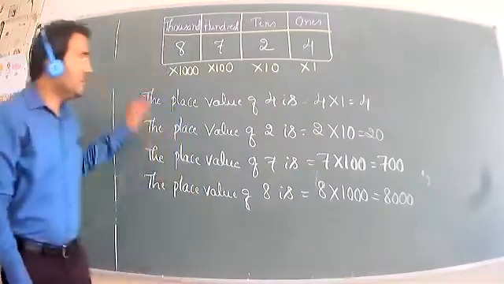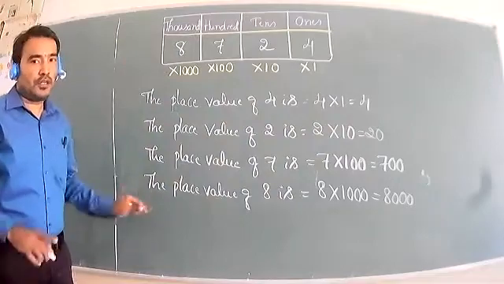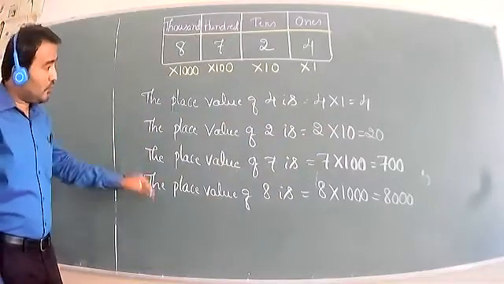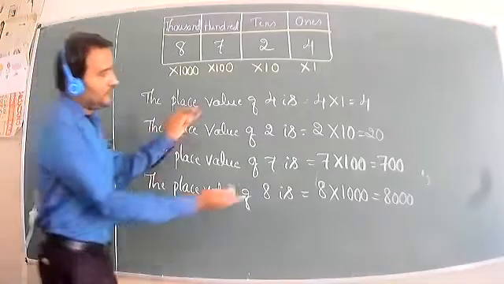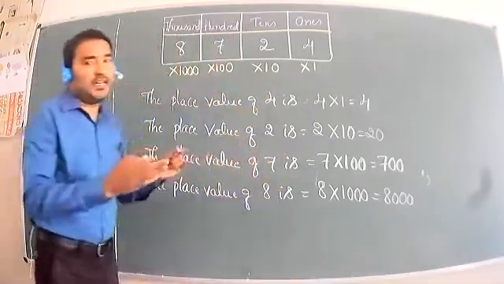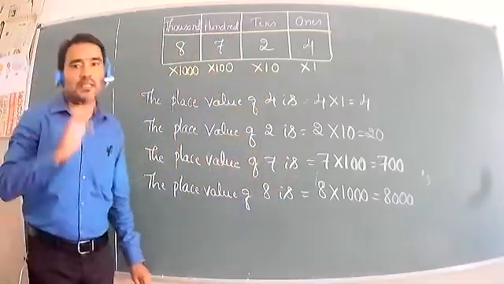Okay. Now this is the concept. Today we covered face value and place value. So how do we write the expanded form? We write these place values in one order using the plus sign.